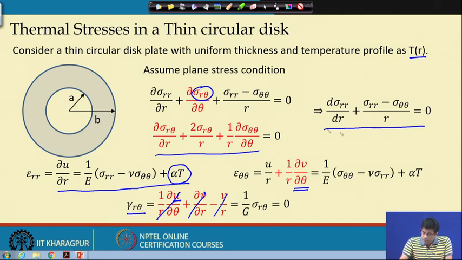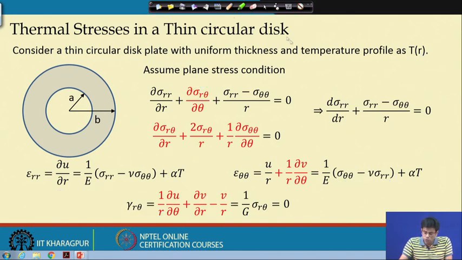Now if we put in this compliance relation, that is epsilon rr and epsilon theta theta, and find the constitutive relation, or the stress-strain relation, we can then substitute sigma theta theta and sigma rr into our governing differential equation. Then we can get a final differential equation in terms of u and v.